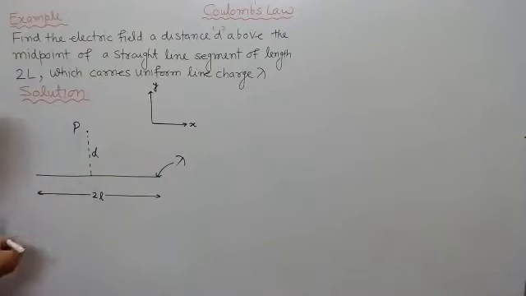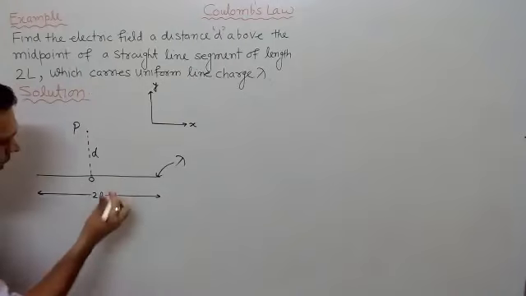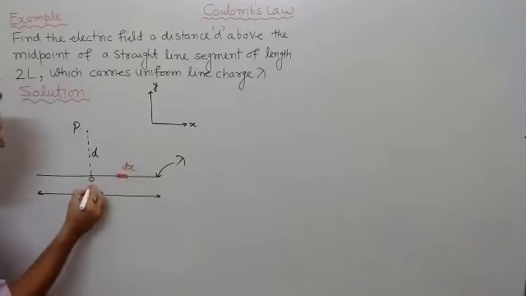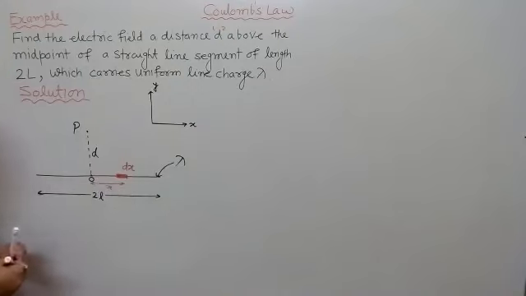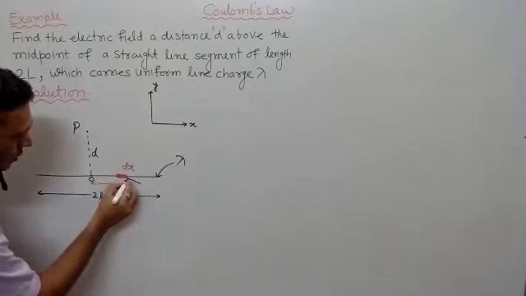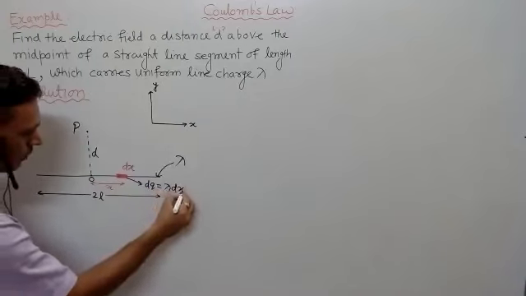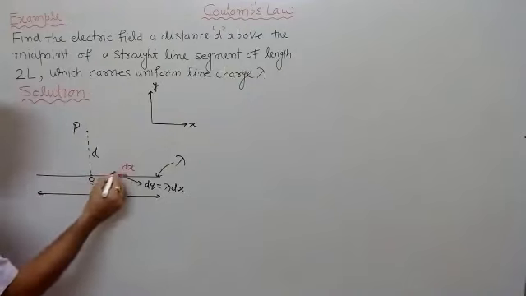So you have to consider an elemental length dx. Let us consider elemental length dx over this wire. This elemental length is dx, and that is x distance away from the midpoint. So what will be the charge in this elemental length? The charge in this elemental length, dq, will be lambda dx. So you have to first find the charge due to the elemental length.